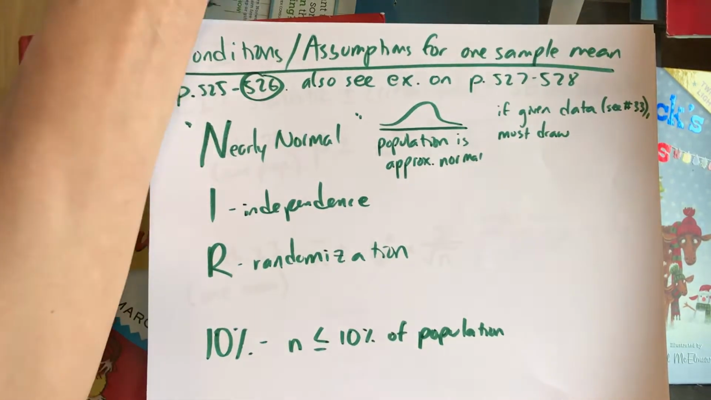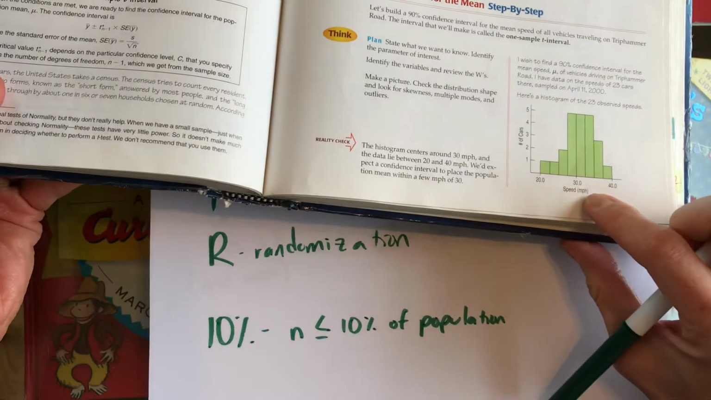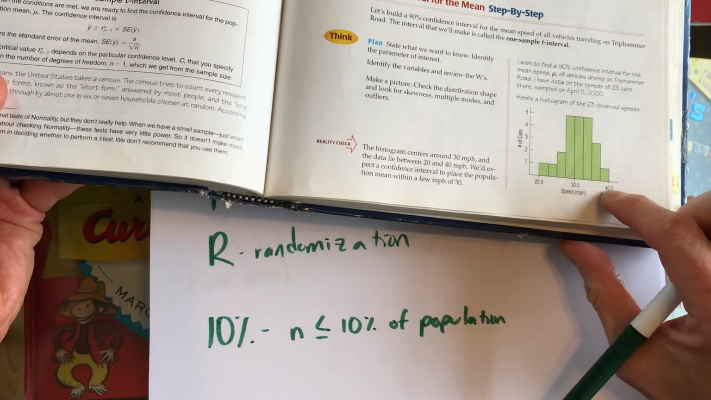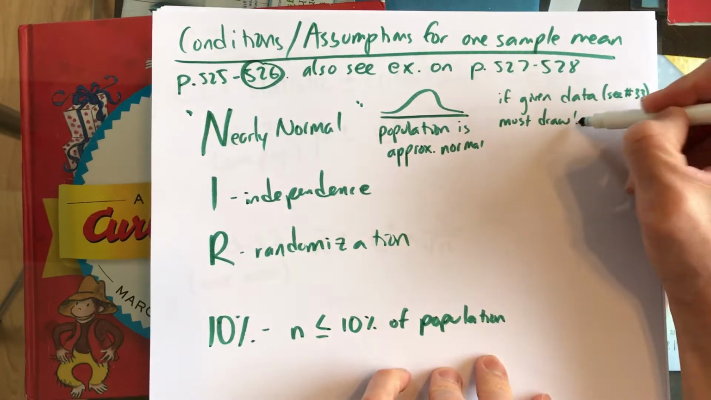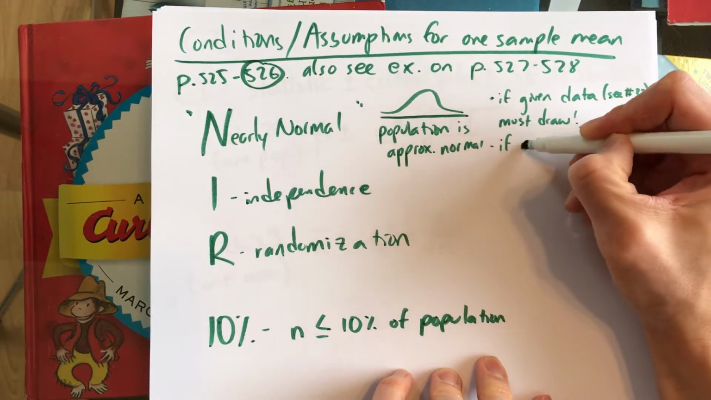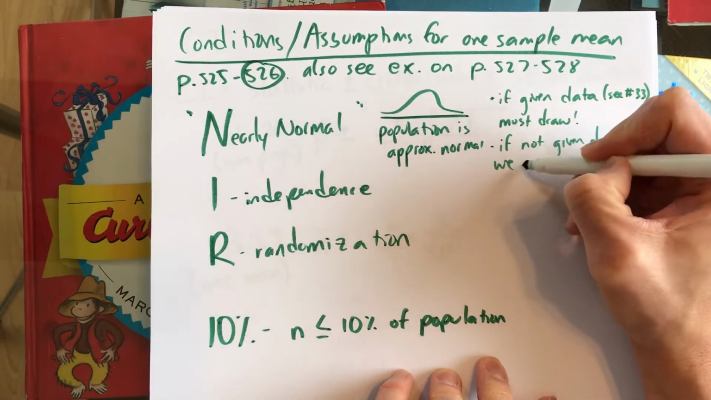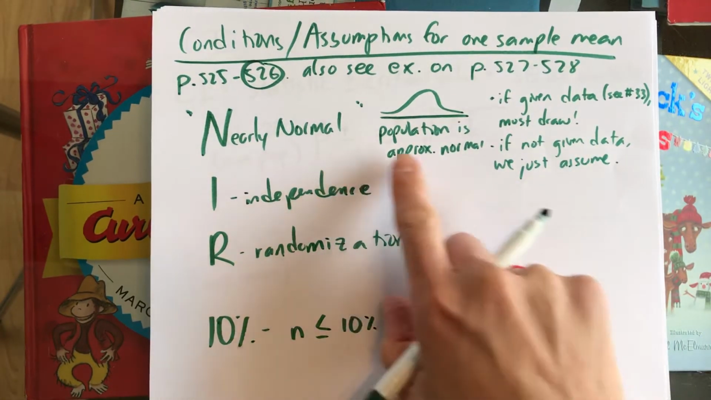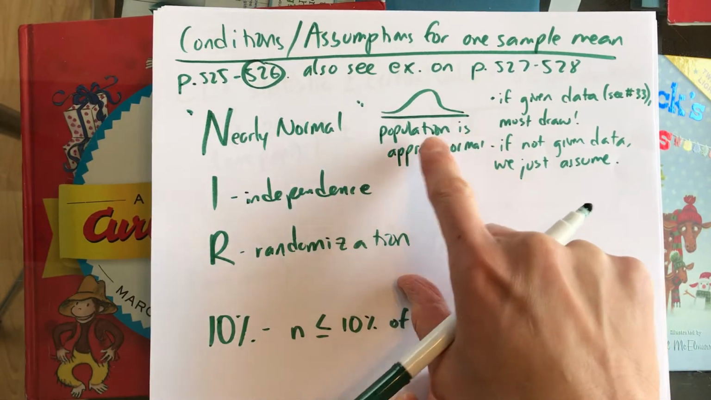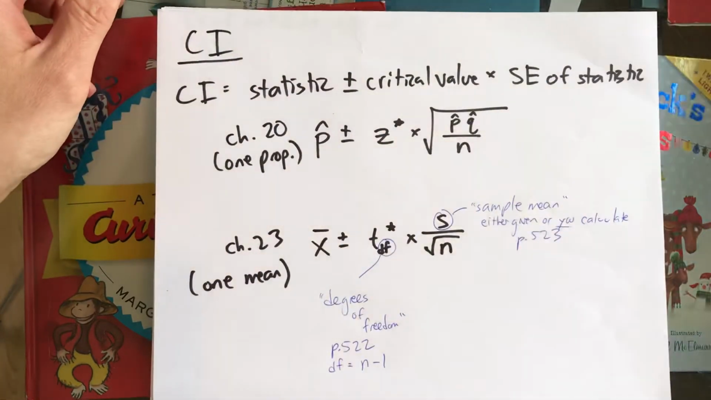Okay, as you guys can see, the one on 527 right here is nearly normal, right? We'd say that's nearly normal. You must draw it, okay? If not given data, we just assume, okay? You could just say that we assume that the population is approximately normal or nearly normal. All right, let's do it.